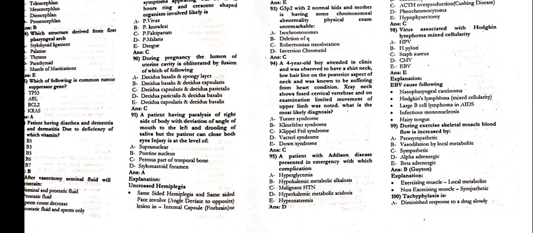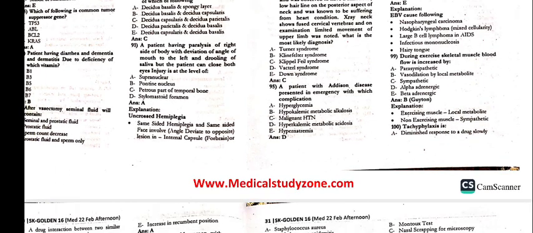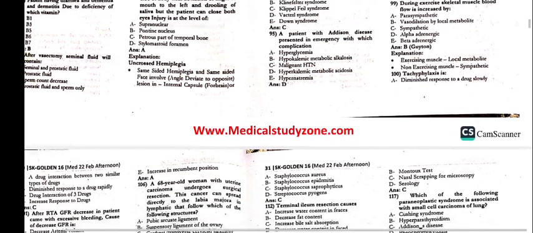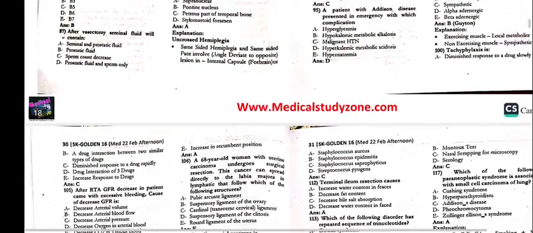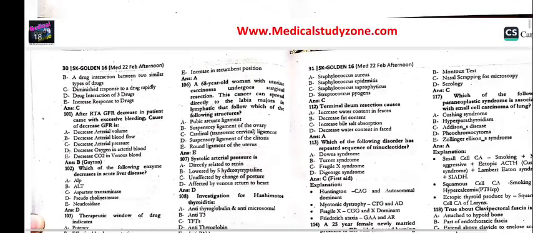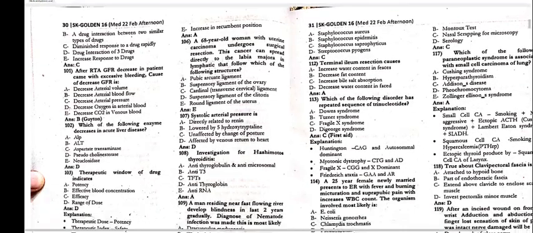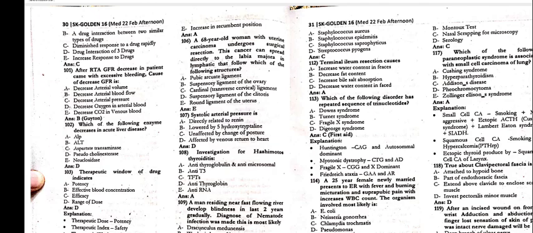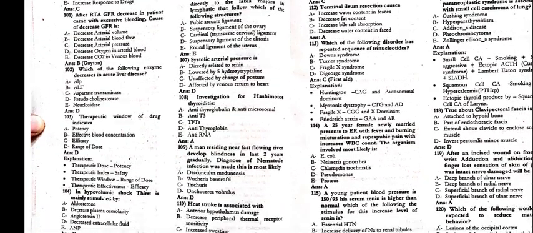98, the virus associated with the Hodgkin's lymphoma mixed cellularity is Epstein-Barr virus. Next, 99, during exercise skeletal muscle blood flow is increased by vasodilation by the local metabolites. Tachyphylaxis is diminished response to a drug rapidly. 101, after RTA GFR decrease in the patient came with the excessive bleeding. Cause of the decreased GFR is decreased arterial blood flow.